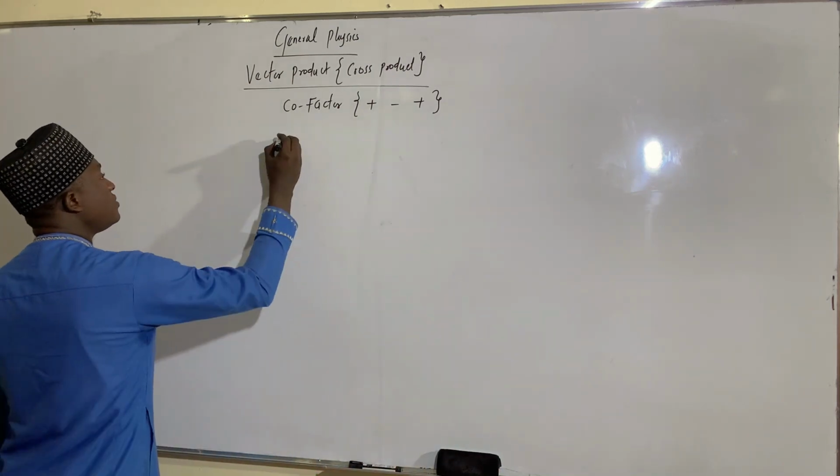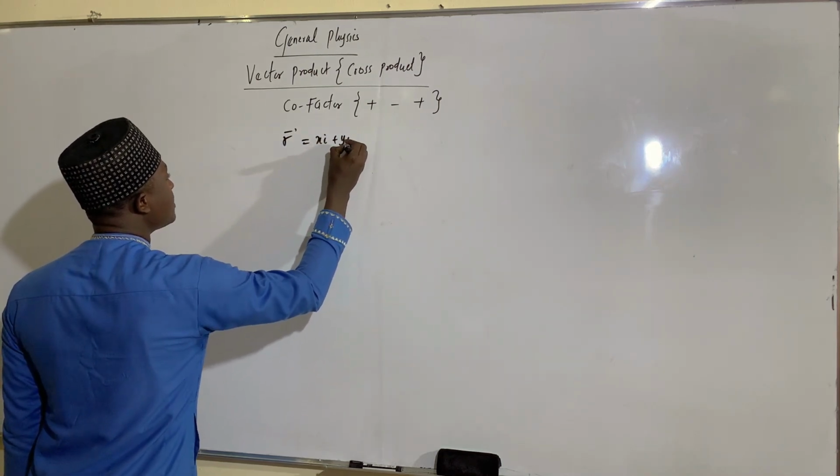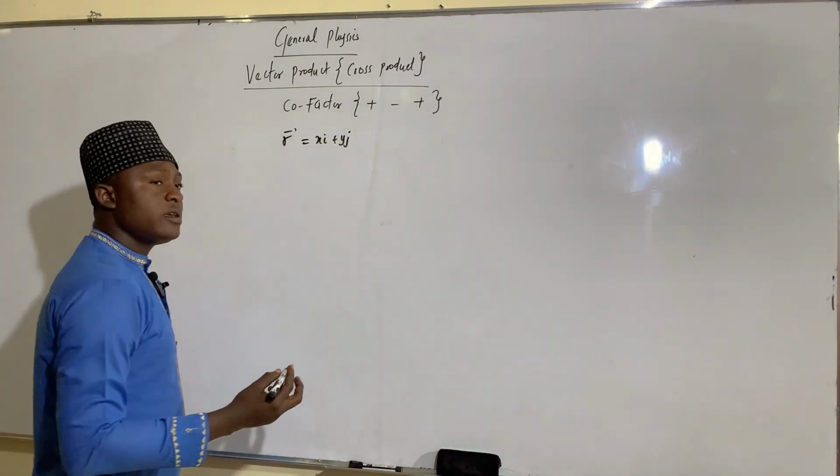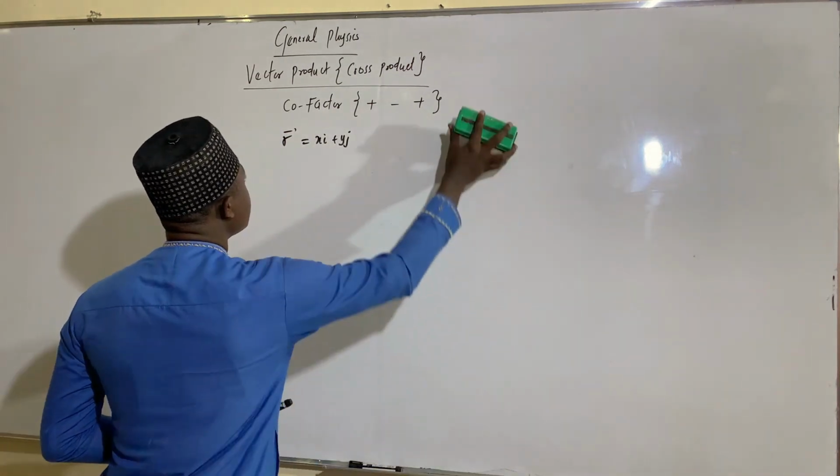If I were given, let's say, the vector xi plus yj, let's start from 2, just 2. If I was to find the magnitude of a vector, magnitude.